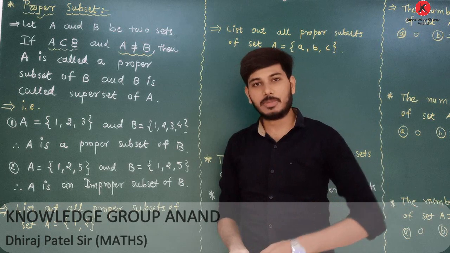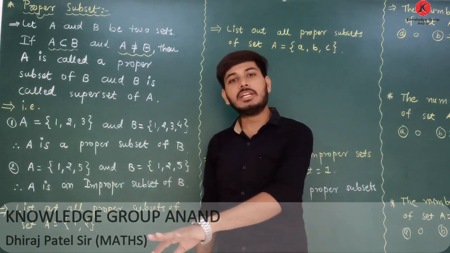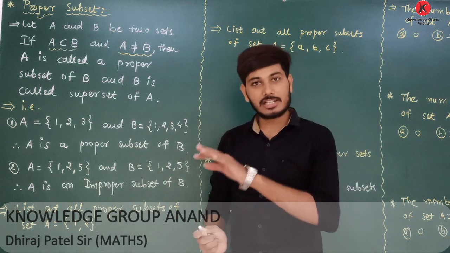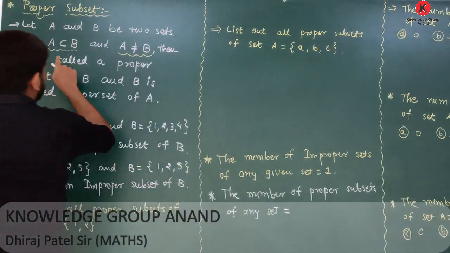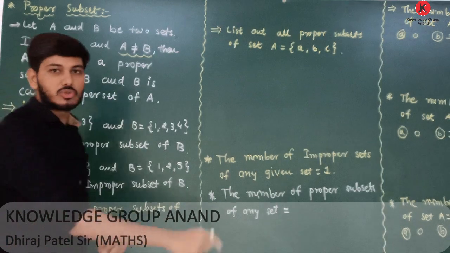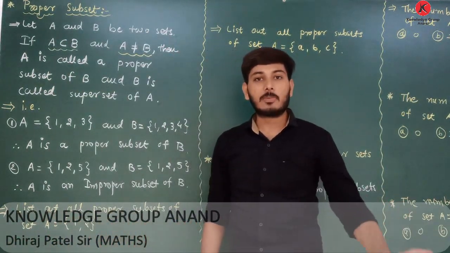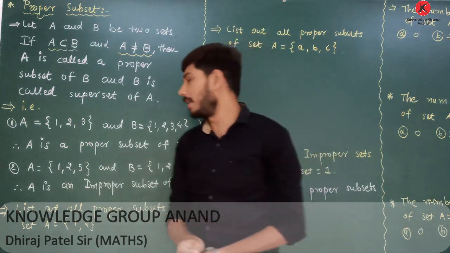If A is a subset of B, then A is a subset of B and B is a superset of set A. It is known as superset of set A. In this case, there are two conditions: A is a subset of B and A does not equal B. Then A is called a proper subset of set B and B is our superset of set A.